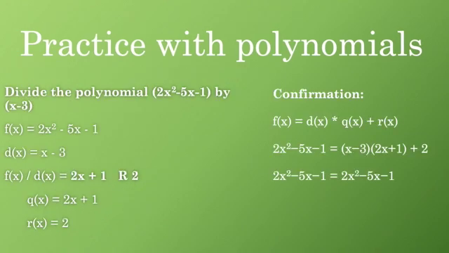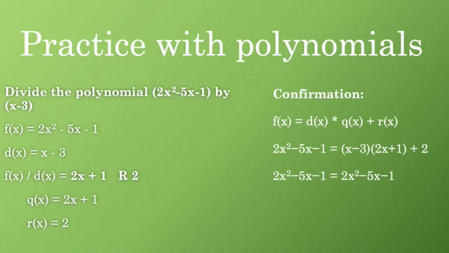That is, we can check using the form f of x equals d of x times q of x plus r of x. Substituting in, we get 2x squared minus 5x minus 1 equal to the quantity x minus 3 times the quantity 2x plus 1, plus 2. When we simplify the right side of the equation, we get 2x squared minus 5x minus 1, which is equal to 2x squared minus 5x minus 1, so our answer checks.